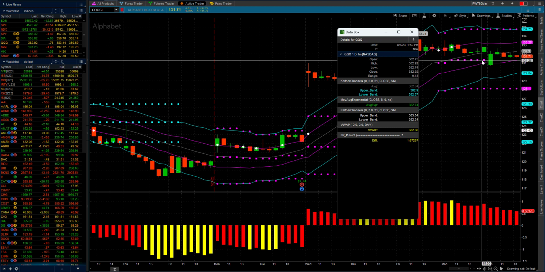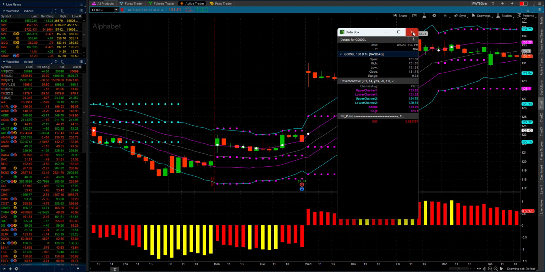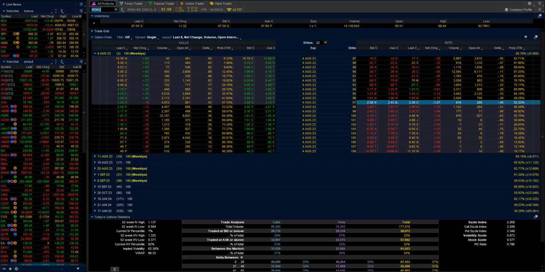Here's an example of that very thing. I can come in later in the day as long as we are still right around that entry point. We haven't seen this thing run away to the downside. I can go ahead and jump on board. Now, with a bearish trade, I'm going to jump over to the trade page.